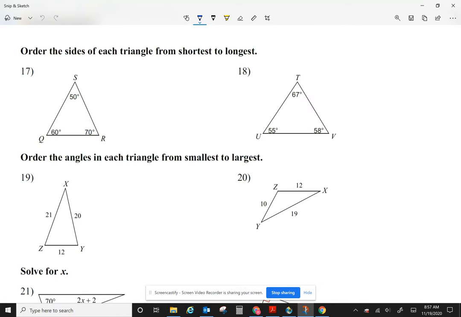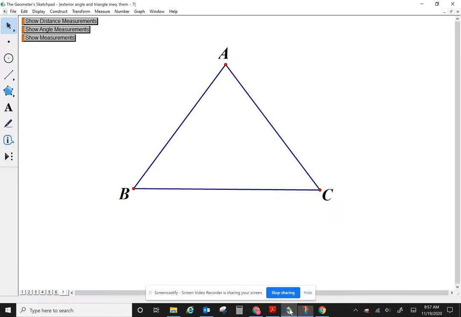Another thing I'm going to have, questions 19 and 20, says order the angles in each triangle from smallest to largest, but I'm not giving the measurements of the angles. I'm giving the measurements of the sides. So let me take a look at triangles.